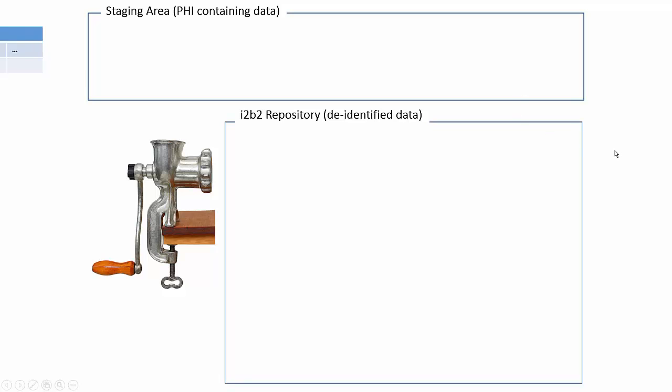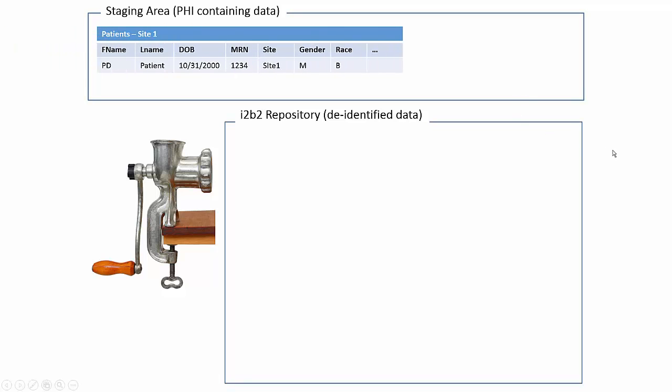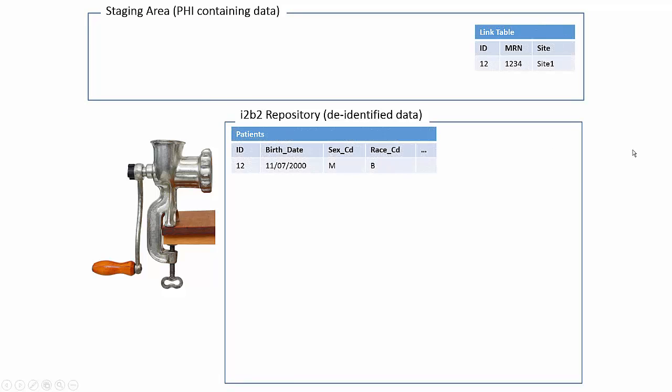So by way of example, I would say we had a patient, PD patient, who comes in, data for that patient comes into the staging area. We're able to see that this is a new patient for the database, has a date of birth, a medical record number, and belongs to this site. So what we do is we add that patient both to the repository and a secure link table within the staging area.